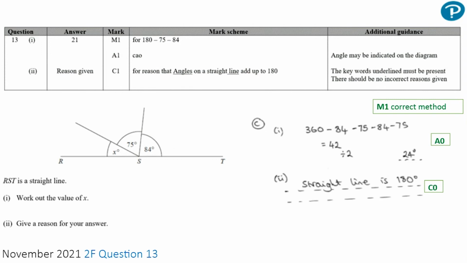If they could, got the first part, but used, sorry, they used angles around a point. It doesn't necessarily need to be the reason. I would have expected students on this to have written angles round a point equals 360. And let's be honest, anybody that's gone through that, I think it would be quite unusual. But I would still be looking for angles around a point.